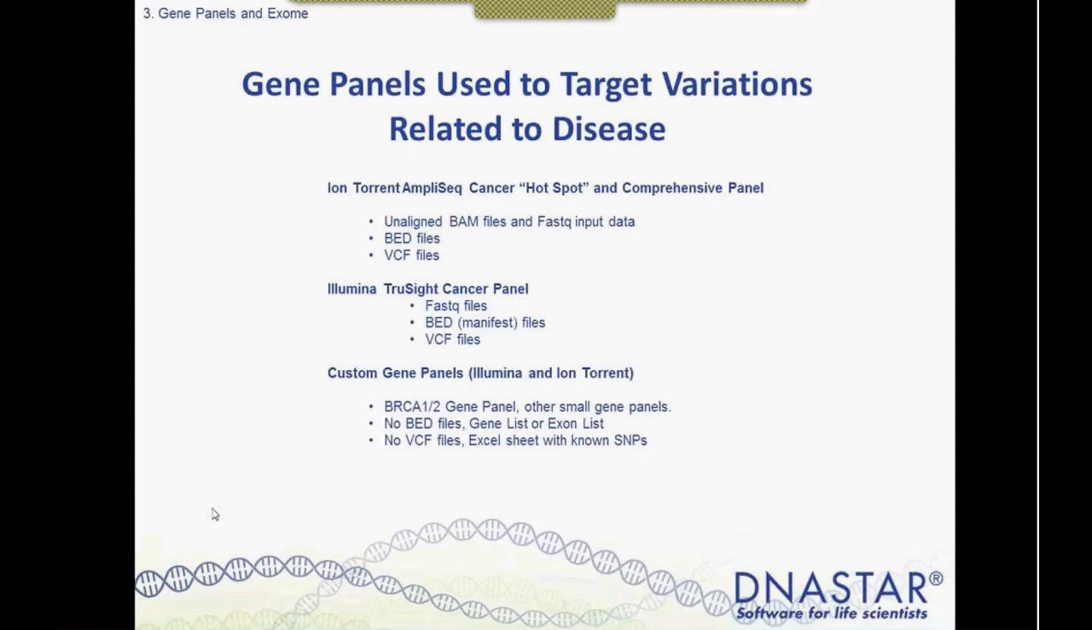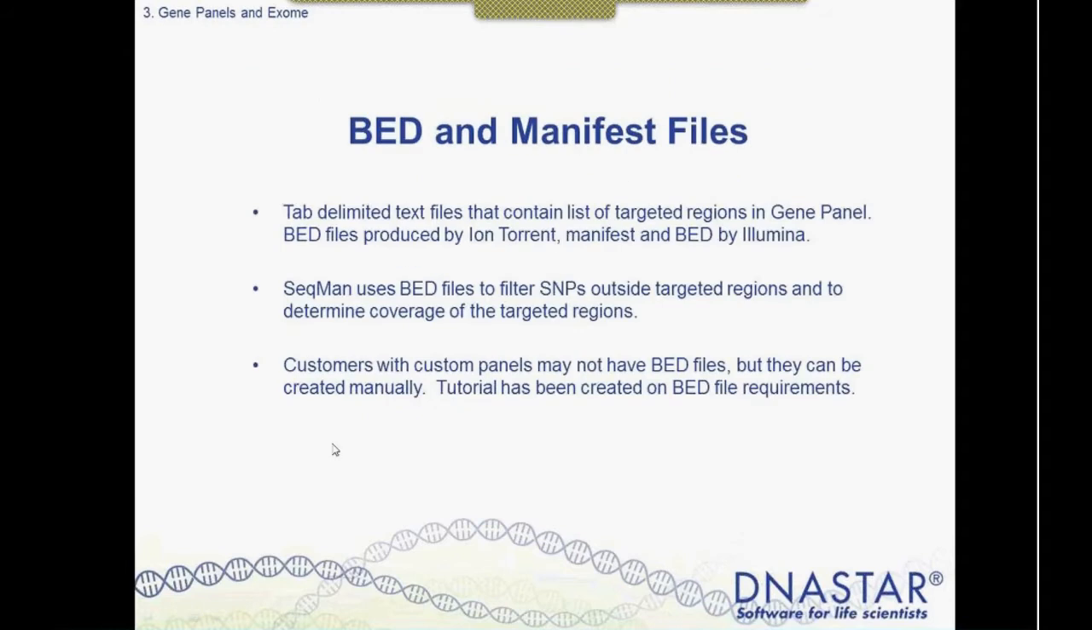These kinds of workflows typically have FASTQ or BAM input files, and then two file types, BED files and VCF files. Those are files that are very important for gene panels, and they warrant a few extra comments here about what they are. BED files, which can also be called manifest files for Illumina customers, are really just tab-delimited text files that define the targeted regions in the genome. And so there might be 10 genes, there could be 1,000 genes, and oftentimes it's the exons that are targeted, so each exon in those genes may be targeted. So the BED file is just a list of those targeted areas.